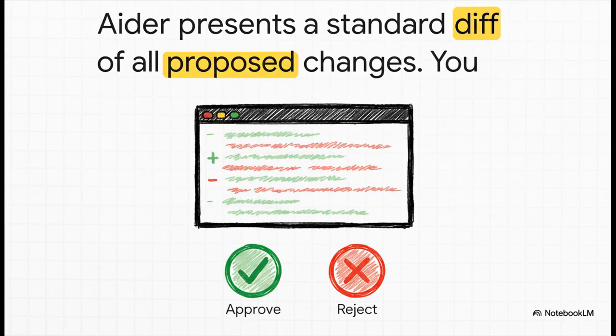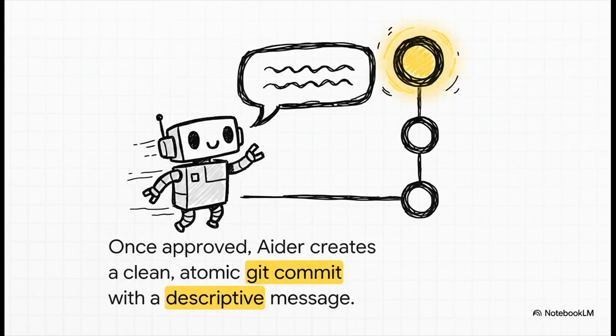Now, this step is all about keeping you in the driver's seat. ITER shows you the proposed changes as a totally standard diff, the same thing you'd see in a Git commit or a pull request. You get a crystal clear view of every line that's going to be added or removed, giving you the final say before anything actually happens to your code. Once you give it the green light, ITER does more than just save the file. It creates a clean, atomic Git commit, complete with a great, descriptive message that it pulls from your original request. This keeps your project history organized and really easy to understand.